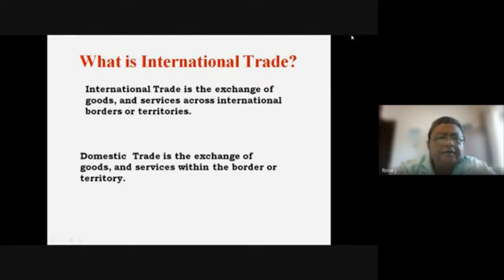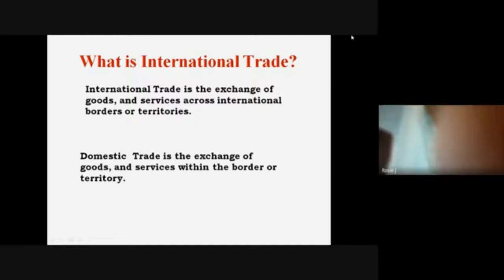Then you get a thing called domestic trade. International trade, we said, is between nations, like India with Sri Lanka, or India with Singapore, or Singapore with Sri Lanka, all different nations. But when you talk about domestic trade, that is trade which occurs within the border, within the territory. It is trade that takes place within a country. For example, for Sri Lanka, it is trade that takes place within Sri Lanka. That is what we call domestic trade. Okay, is that clear? I hope I'm clear.